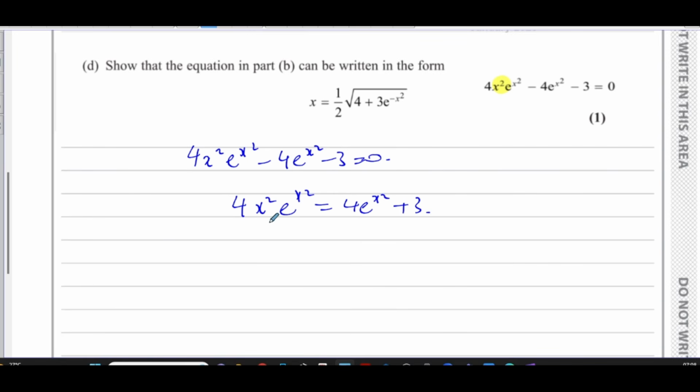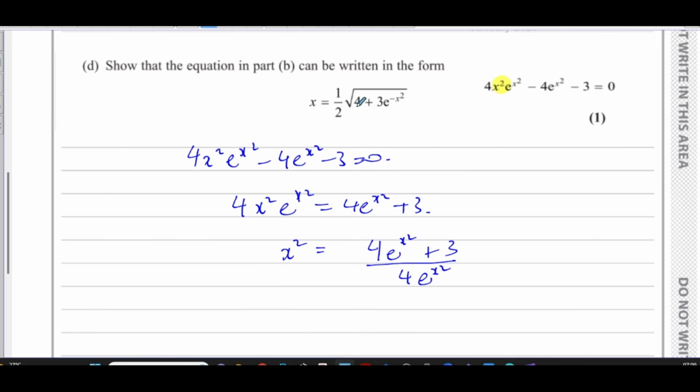And then I'm going to divide both sides by 4e to the power of x squared. So I have x squared equals (4e to the power of x squared plus 3) over 4e to the power of x squared. Okay, so now I want to rewrite it in this form.